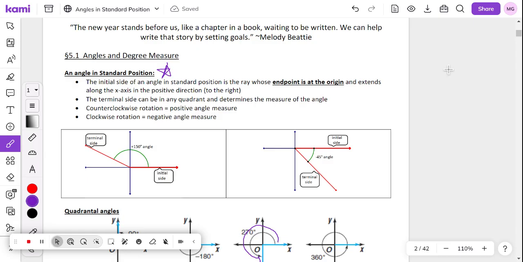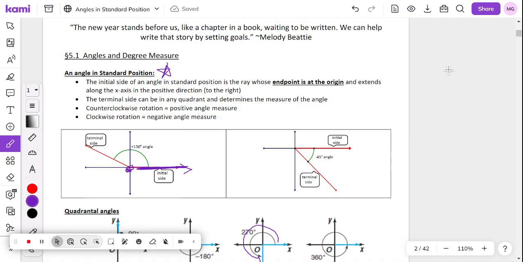And we are talking about an angle whose initial side, we know an angle has two sides and a vertex. So the initial side is on the x-axis. Okay, so it'll be right here. The vertex will always be at the origin. And then we will have a terminal side.